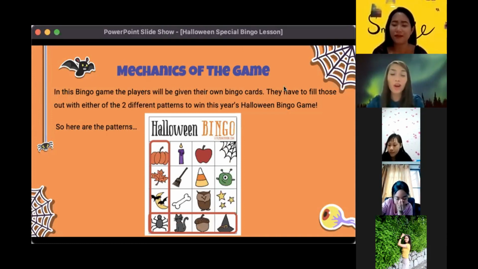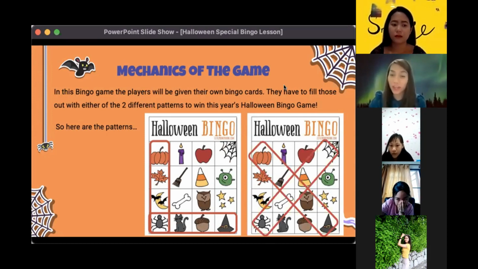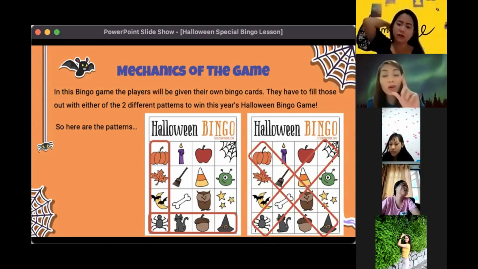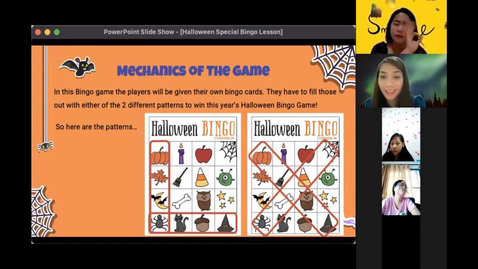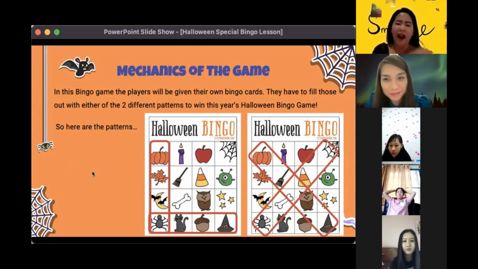Yes, now let's move on to the second one. Now, this is the second pattern. This is what we call the X pattern. So you don't have a choice. You will only have to fill X. So L or X. Is it clear? Yes or no? Yes. Okay, now are you ready?